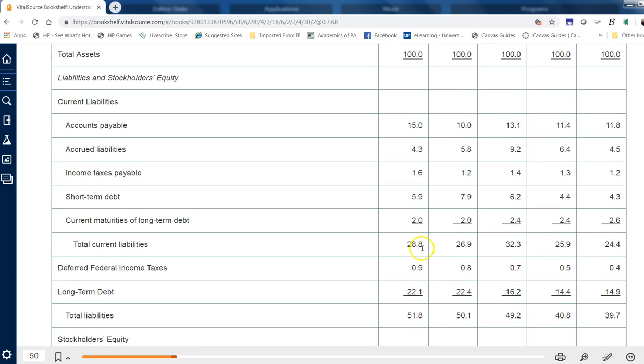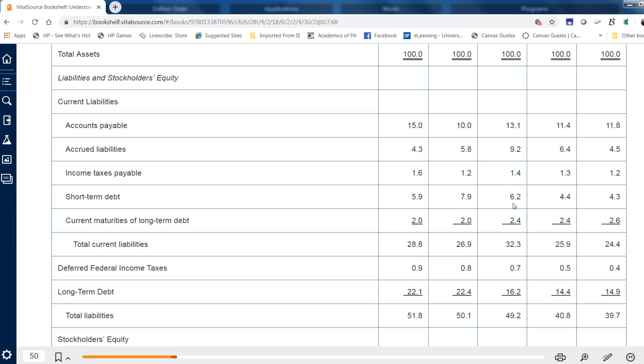And so you can look at total current assets and say it's 28.8%. You calculate it as a percentage of total assets, but really it's 28.8% of total liabilities and total stockholders' equity. And again, there's no hard and fast rules on this. You just have to define what it is you're doing.